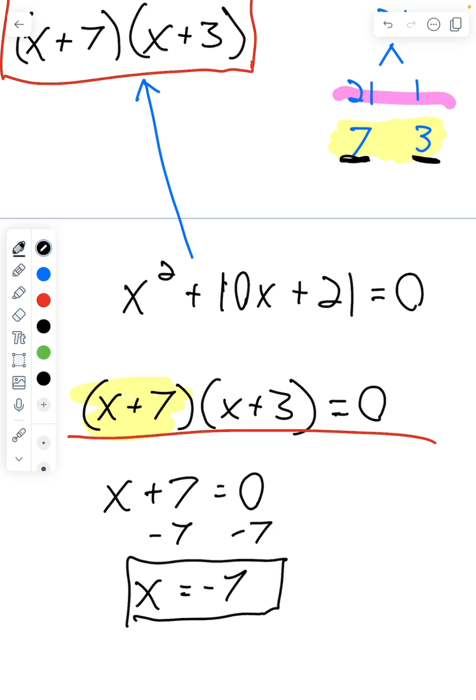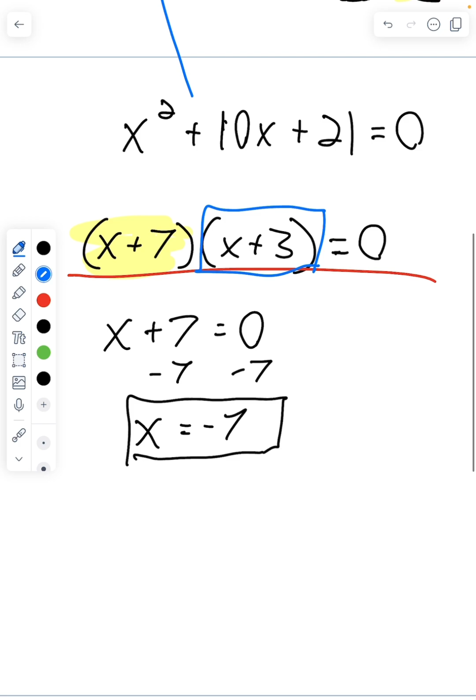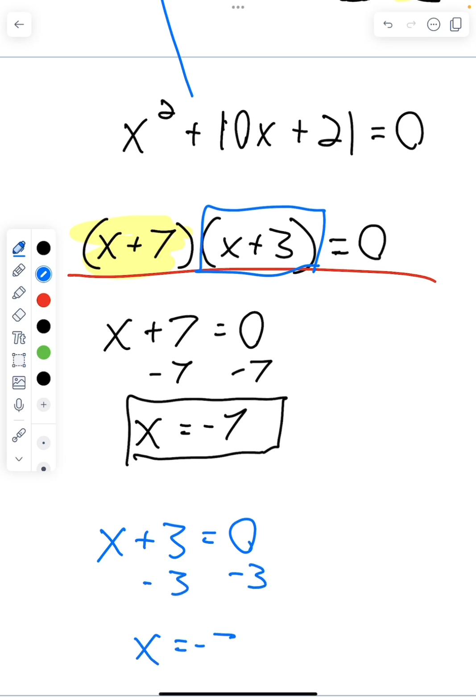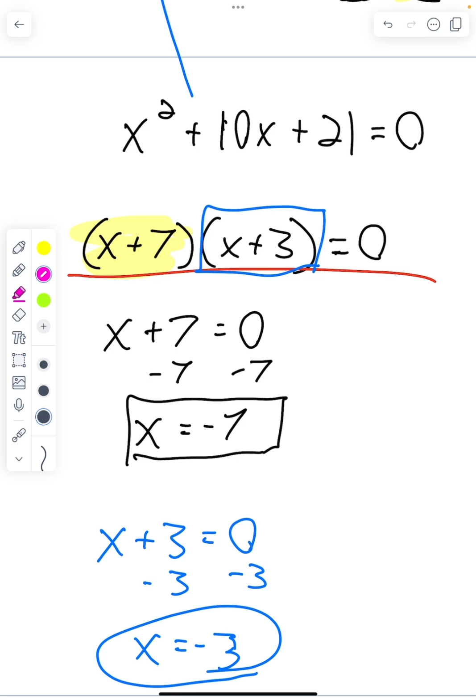Now, I can also do the same thing with this term, and I'll keep this in blue here. So let's say instead of working with my x plus 7, let's work with our x plus 3. If I said x plus 3 equals 0, I can do the same thing here, subtract 3, and x equals negative 3. Okay, now let's look back up at our problem here.